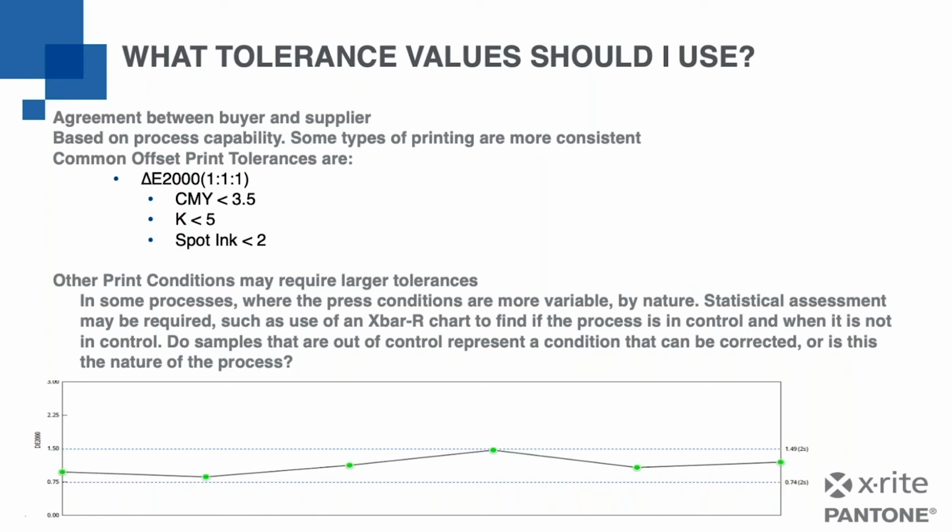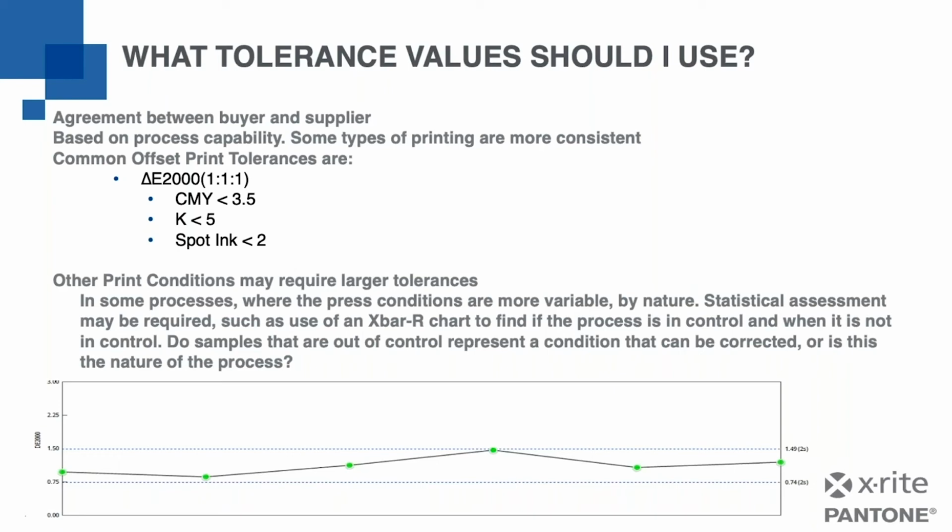So as an example, many offset printing suppliers use tolerances like this, and this is very, very common. So they'll have Delta 2000, 1 to 1 to 1, as we described earlier. The CMY inks will have a tolerance of up to 3.5 delta E. The black is a little bit more, up to 5.